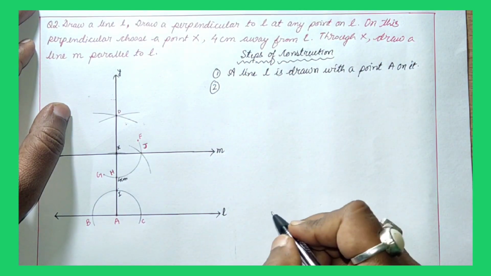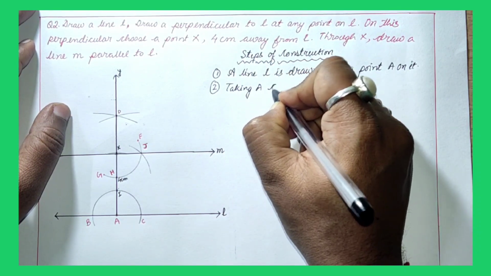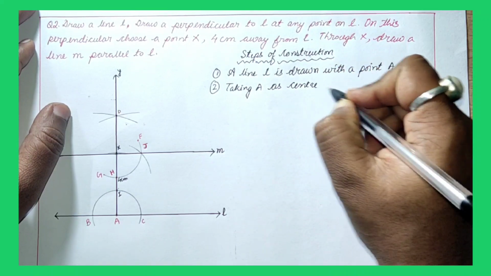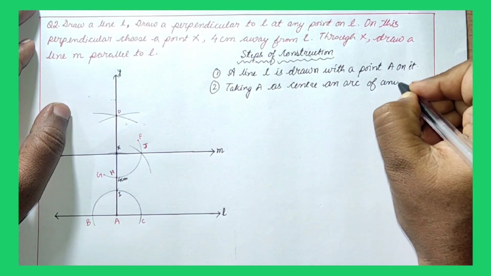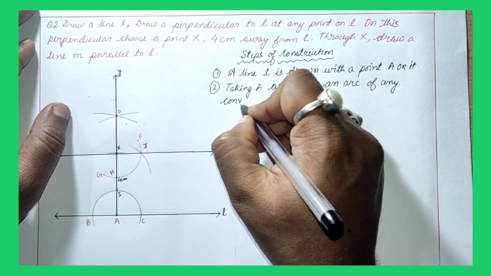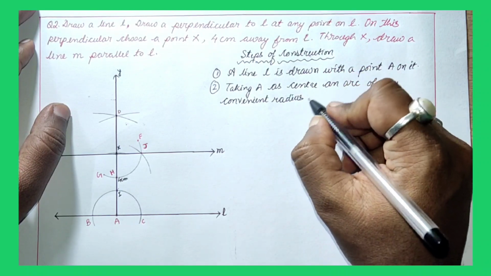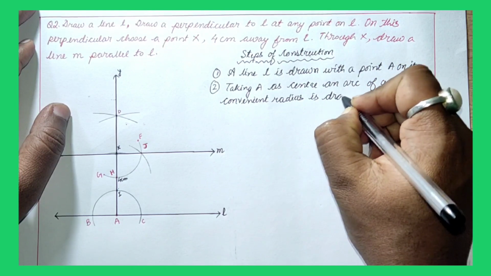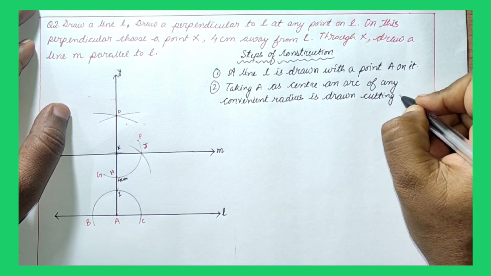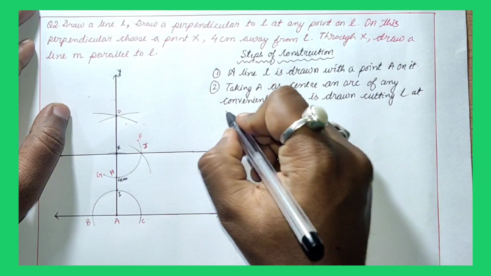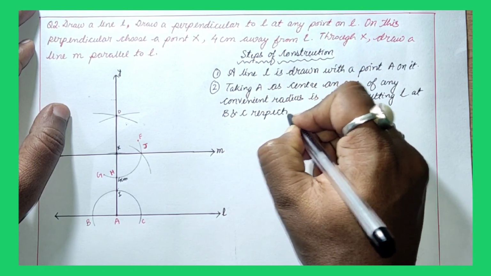Then number two, taking A as center, an arc of any convenient radius is drawn, cutting L at B and C respectively.